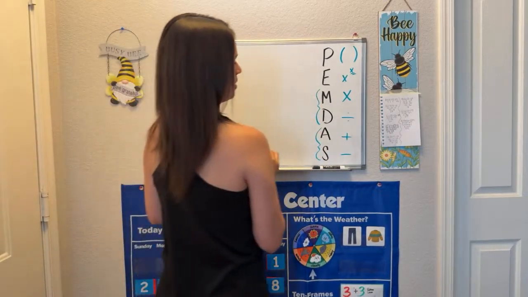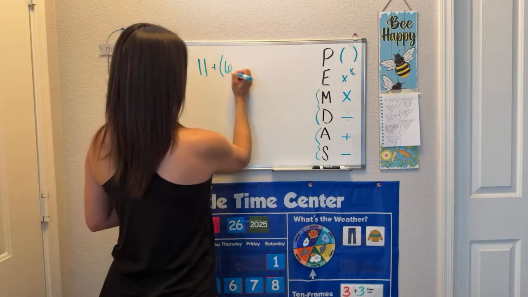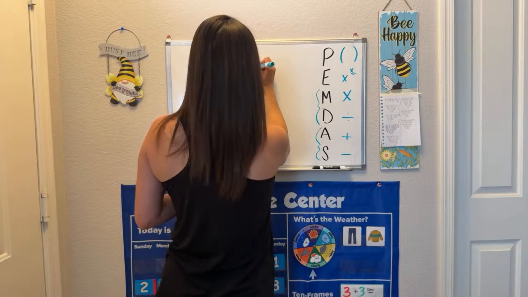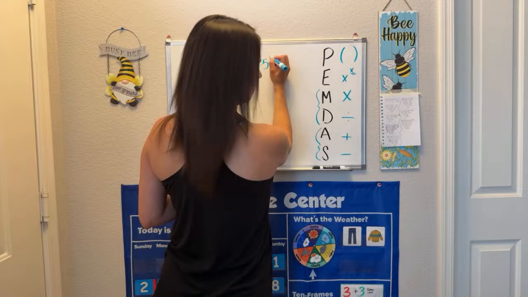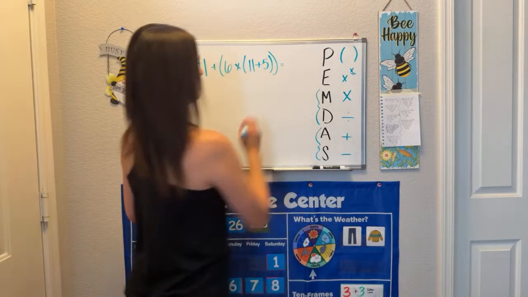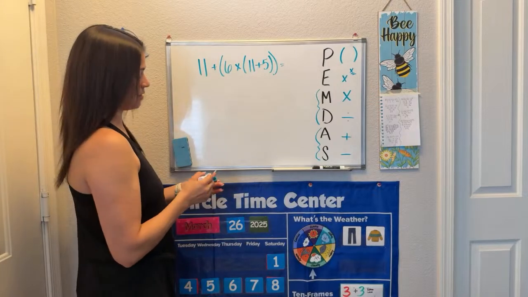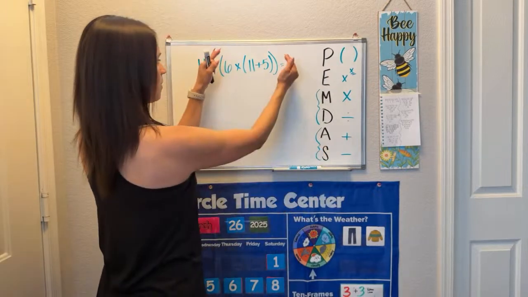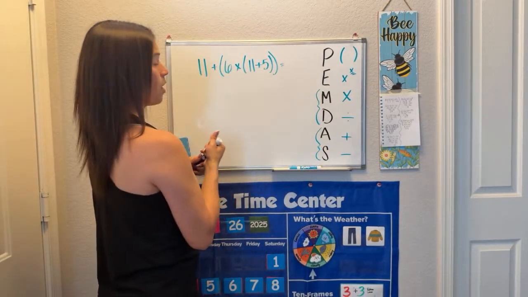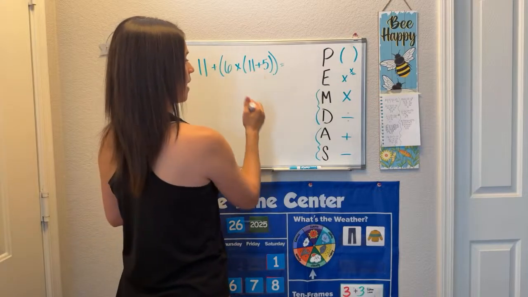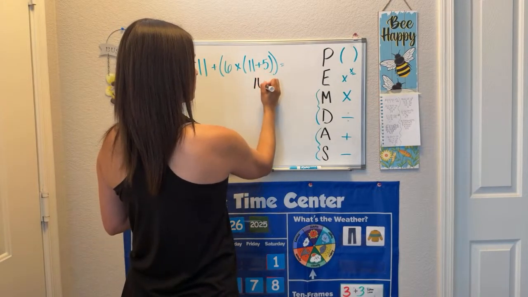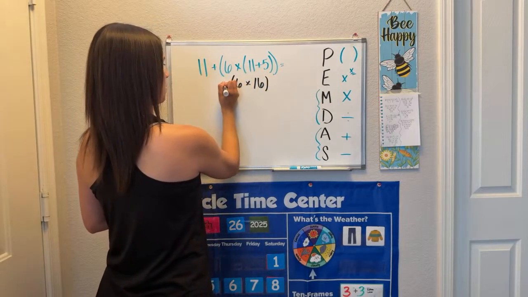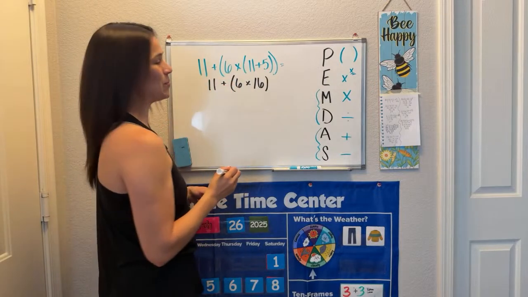11 plus parentheses 6 times another parenthesis 11 plus 5, and then we're going to close both. Okay, so we got the double parentheses again. It is going to be first up, so we're solving for our parentheses first. And again, since we have a double parentheses, we're going to start with the inner one, always first, which we have the 11 plus 5, and that's going to give us our 16. We still have our second parentheses there, 6 times 16 plus 11.